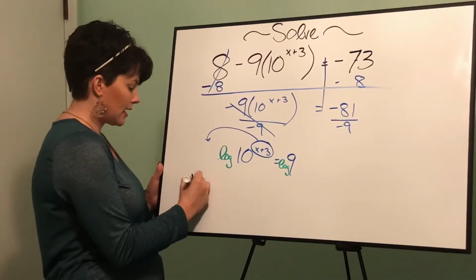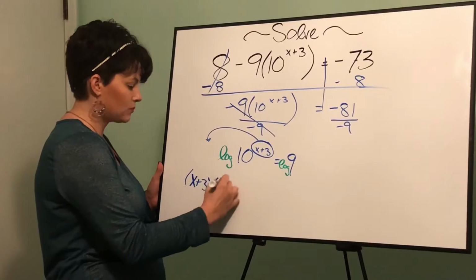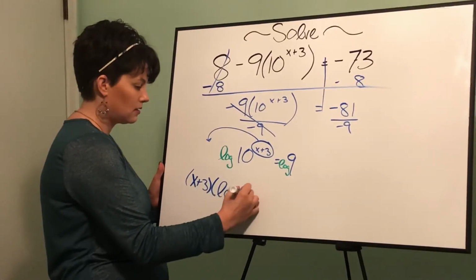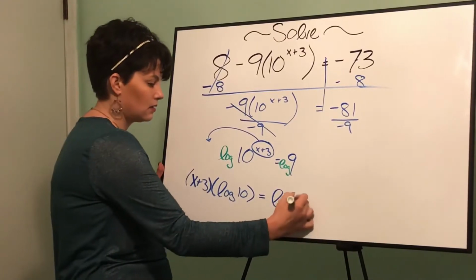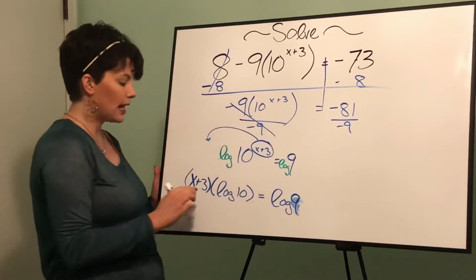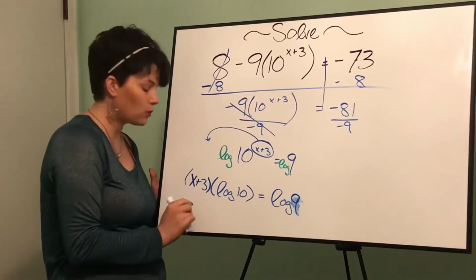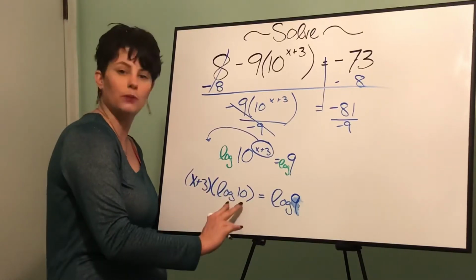And so now it's going to say (x plus 3), and I want to put that in parentheses really quick, times log 10 equals log 9. Okay, and I just put the x plus 3 in parentheses so that you know that the x and the 3 were connected in a way, and that both of them were being multiplied to the log 10.